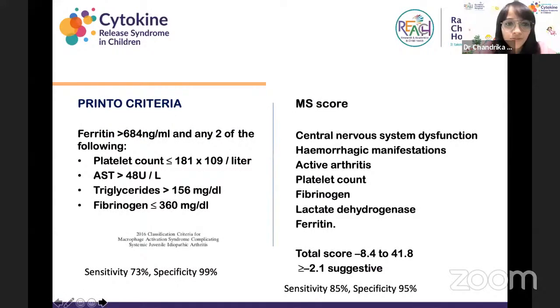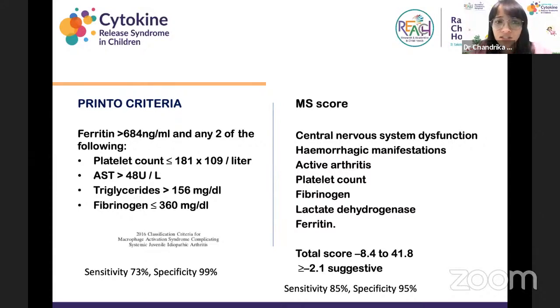The Ravelli criteria, which were laid down in 2016, said ferritin was mandatory, so a rise in ferritin of more than 684, and any two of the following criteria: a drop in platelet count, rising AST levels, increasing triglycerides, or a drop in fibrinogen, had a sensitivity of 73% and a specificity of 99% for the diagnosis of macrophage activation syndrome.